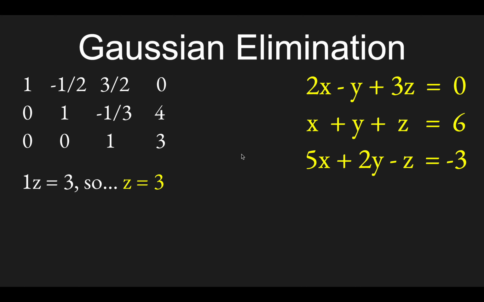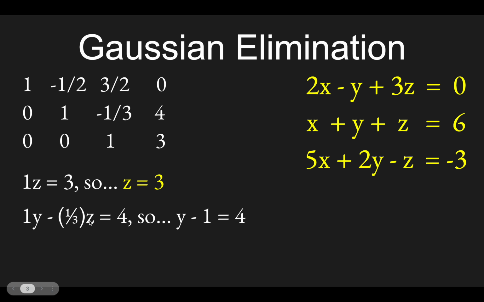If you look then at the row above that, this says that 1 times y minus 1/3 times z is equal to 4. And the thing that's nice about that is we already know what z is. z is equal to 3. Well, 1/3 of 3 is 1. So what that means is y minus 1 is equal to 4. Well, that lets us know straight away that y is equal to 5.